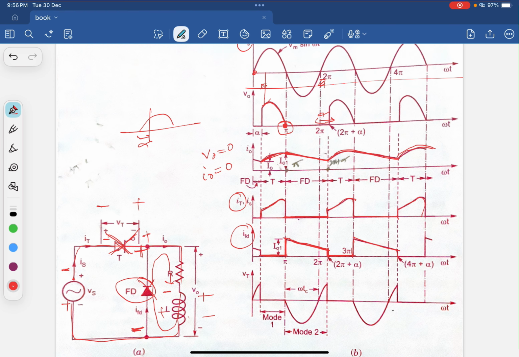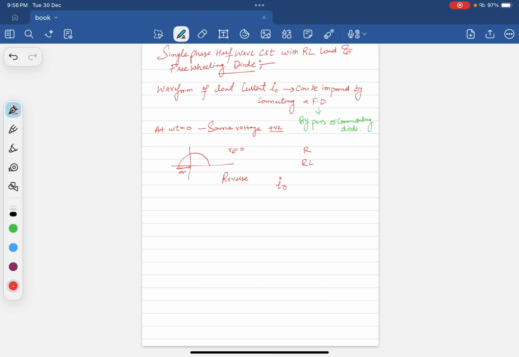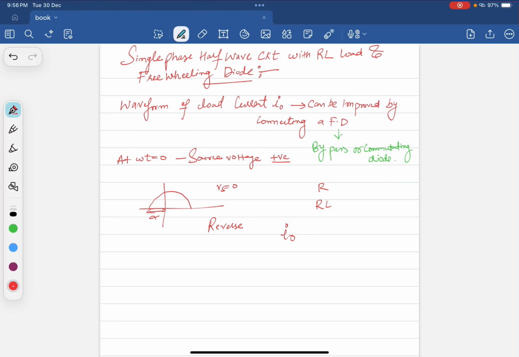If you look at the voltage across the thyristor, this is the delay angle alpha. The thyristor was conducting in the forward cycle, so the voltage is zero here. After that, the thyristor gets commutated and the current flows through the freewheeling diode. If you subtract the load voltage from the source voltage, you get this value here. The same repeats again and again. So this is the explanation of this single phase half wave circuit with RL load.